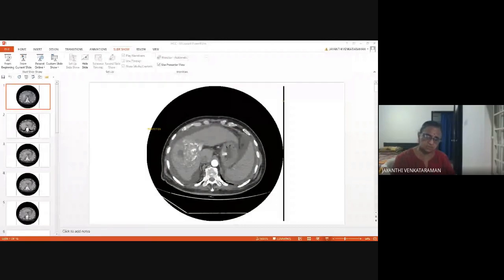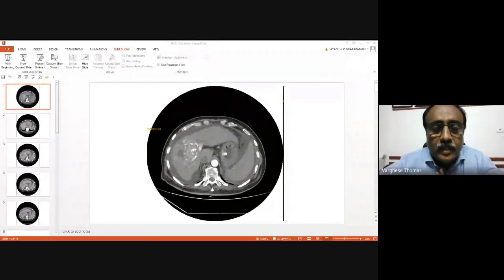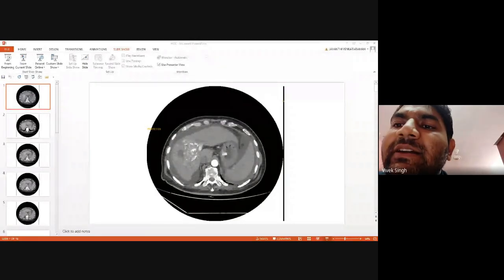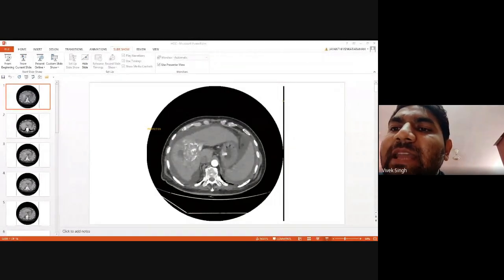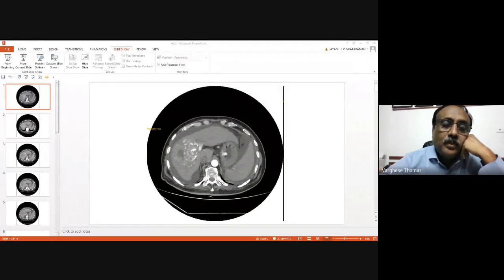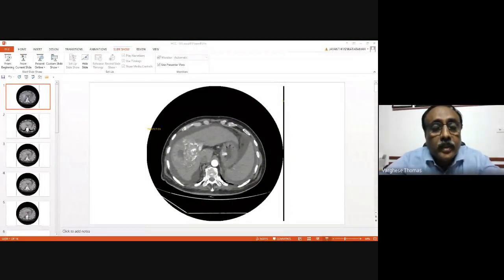I'll keep moving. What is this? What is the investigation? Which part of the body is seen? What are the findings? And then finally tell the diagnosis. This is a CT scan of the abdomen, axial view, a contrast enhanced CT in the arterial phase. Arterial phase, good. So that part is correct.